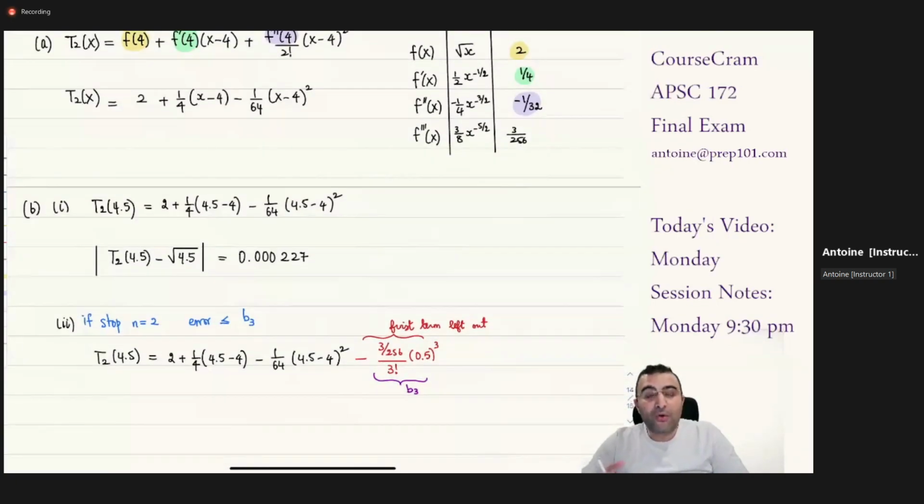So basically, without the minus, that is B3. And we know for the alternating series estimation error that if you stop at n equals 2, the error is less than B3. So what's 3 divided by 256 divided by 6 times 0.5 to the power 3? So the error, if we use the alternating series, is less than or equal to 0.000244.